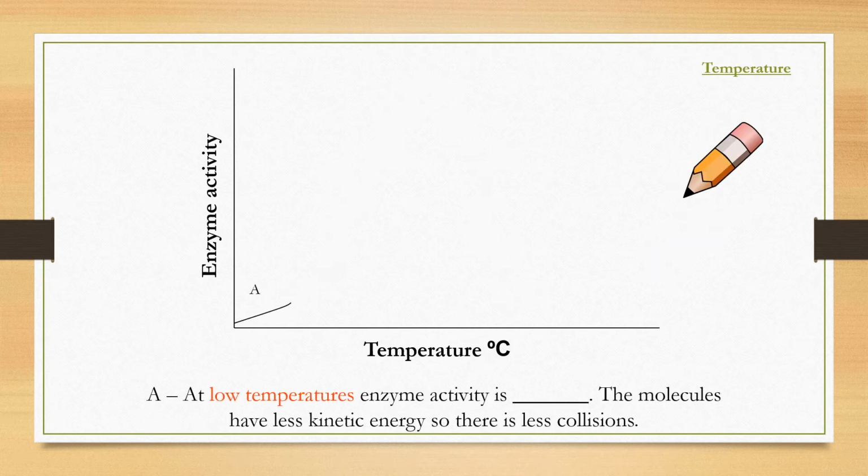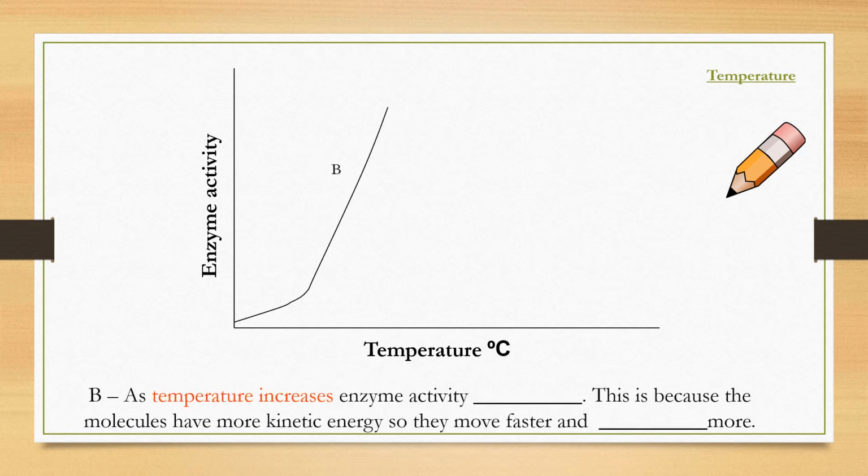For section A, we notice that A doesn't actually go to the origin. It starts slightly further up, and that's because the enzymes are not damaged, so they're still functioning at low temperatures. At low temperatures, enzyme activity is slow, and that's because the molecules have less kinetic energy, so there are going to be fewer collisions.